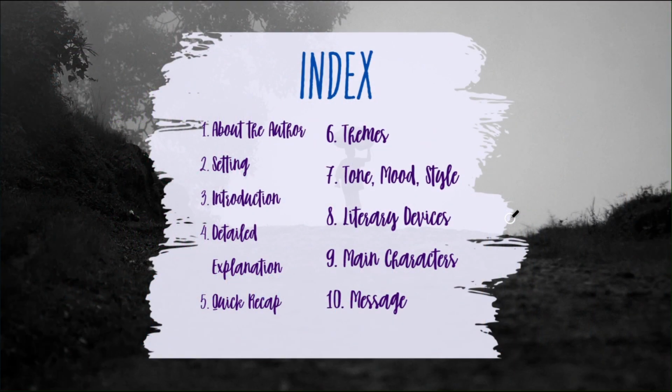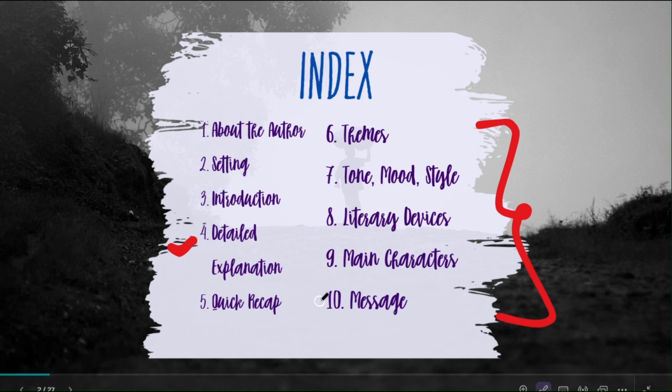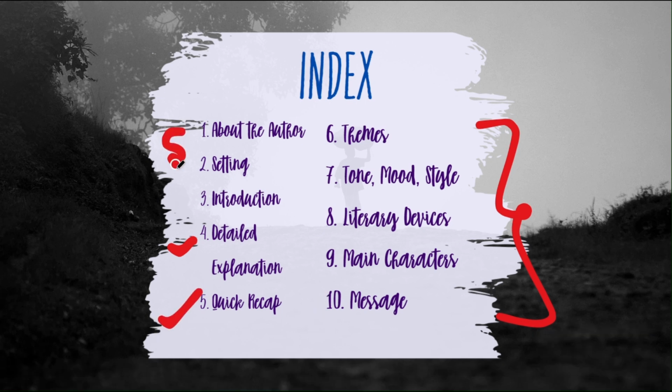Through this video, we are going to cover a detailed explanation of this chapter along with its literary aspects such as themes, tone, mood, style, literary devices, main characters, the message that the story gives. We will also take a quick recap and know about the author, the setting, and the introduction. So this video is going to be a complete package for everyone who desires to learn something from this chapter. So without further ado, let's get right into it.